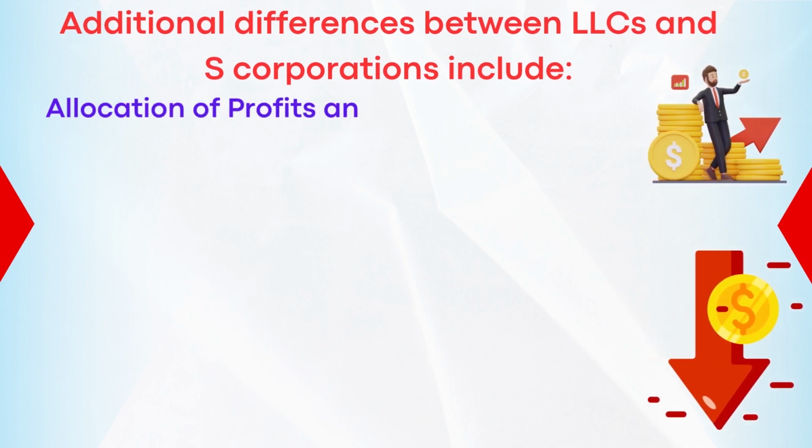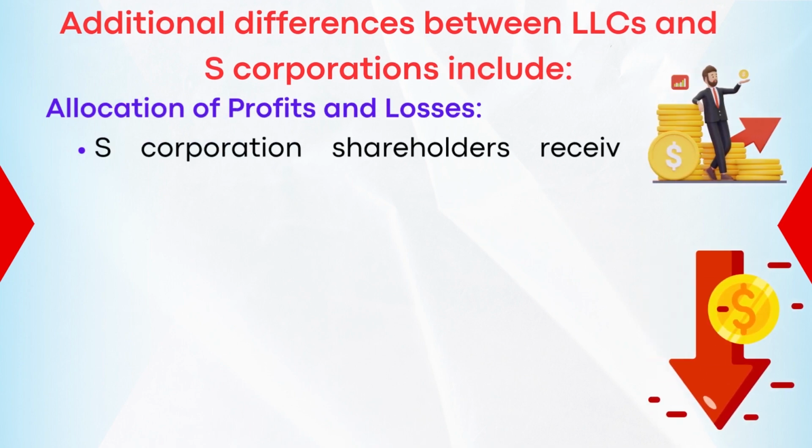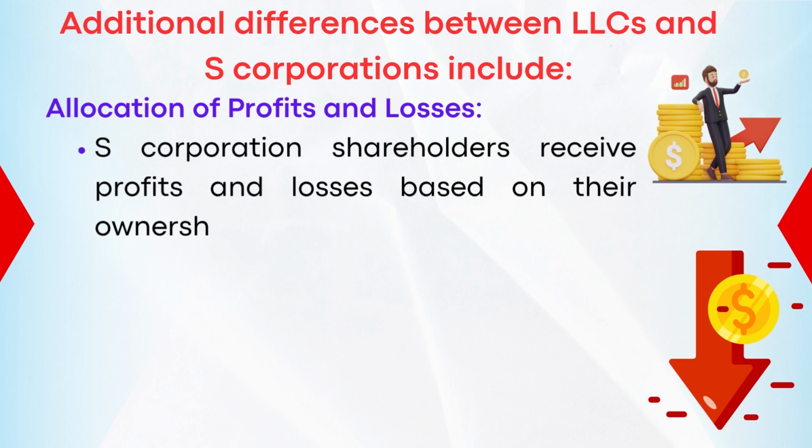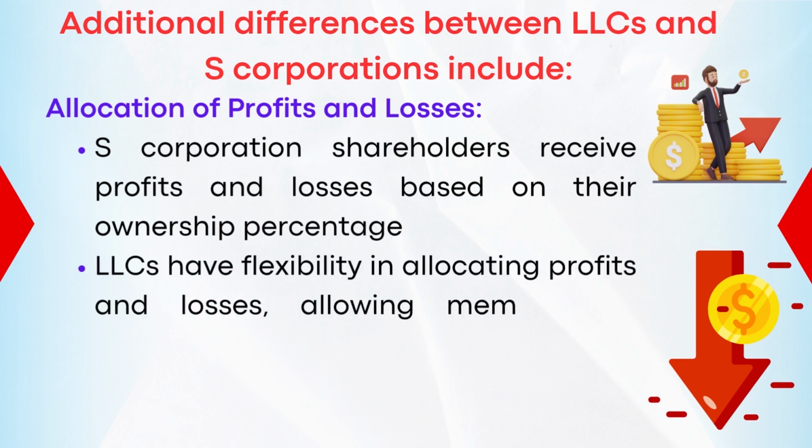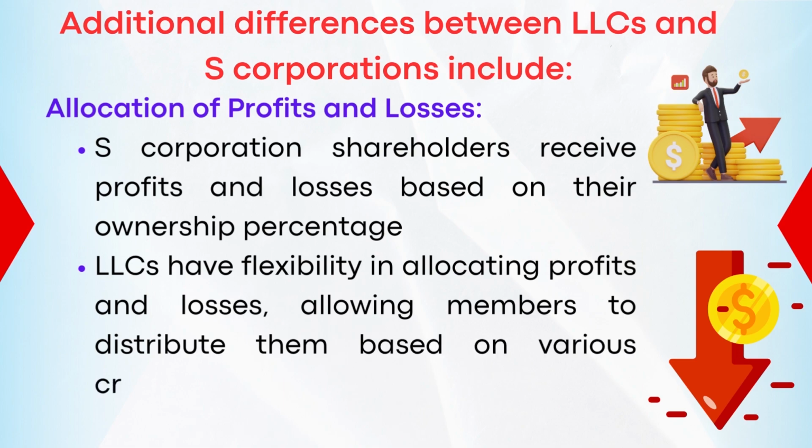Allocation of profits and losses. S corporation shareholders receive profits and losses based on their ownership percentage. LLCs have flexibility in allocating profits and losses, allowing members to distribute them based on various criteria.